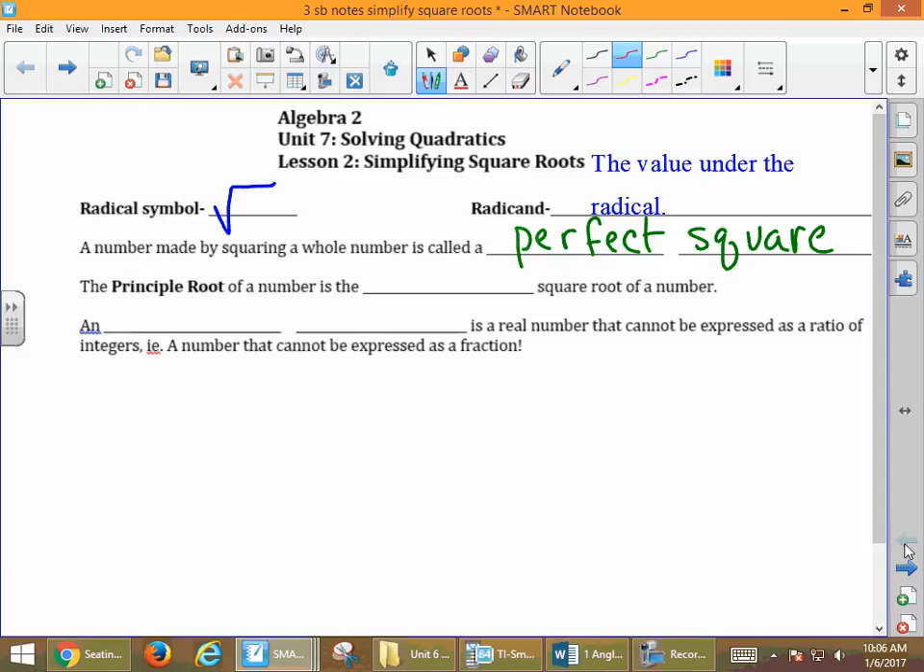The principal root of a number is the positive square root of a number. And we typically deal with the positive square root of a number, but we need to keep in mind that the square root of 4, which most people are familiar with, the square root of 4 is 2, and it's not the only value. The square root of 4 is also negative 2. 2 times 2 is 4. Negative 2 times negative 2 also equals positive 4. So it's both of them, but we typically refer to as the principal root, which is the positive. We typically say, well, what's the square root of 4? 2.